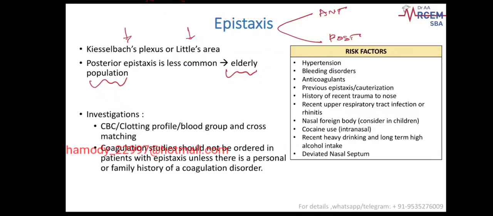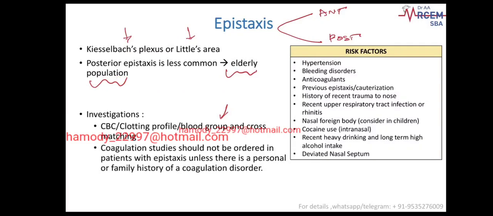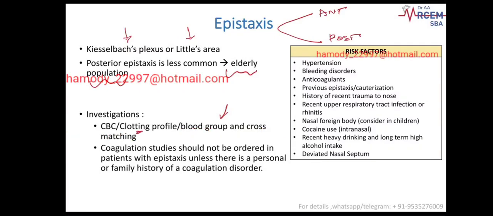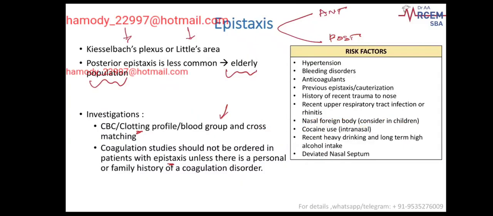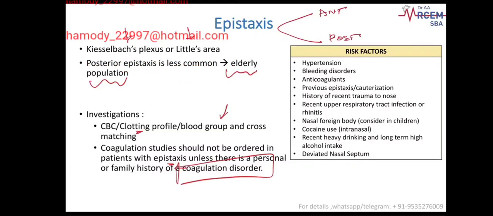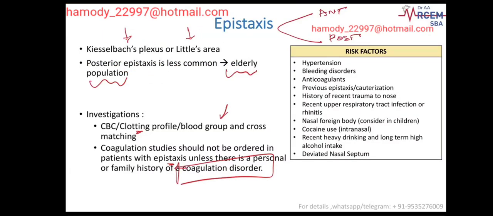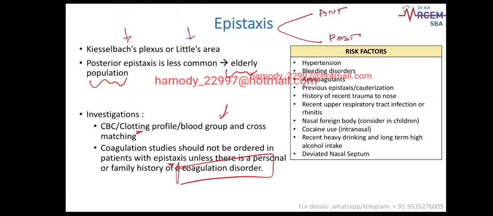Investigation-wise, they might have a significant blood loss, so blood group cross-matching, clotting profile, and CBC is recommended. But clotting profile should not be ordered regularly for a patient with epistaxis, unless they have some coagulation disorder like factor 8 deficiency or hemophilia. Then you go ahead and get a coagulation profile. Do not routinely get it for each and every patient.